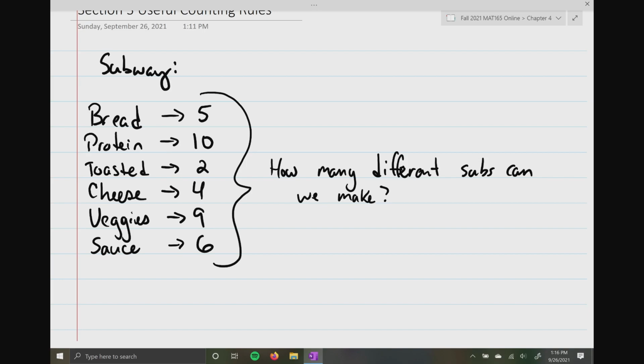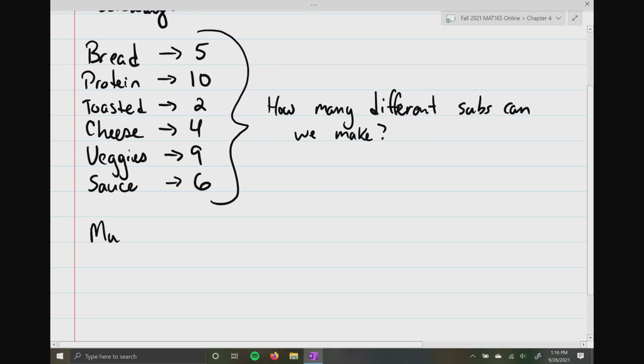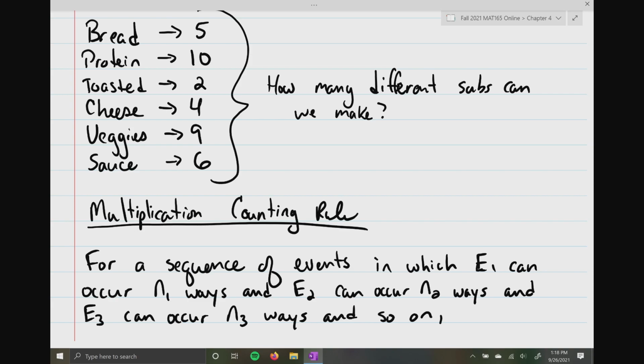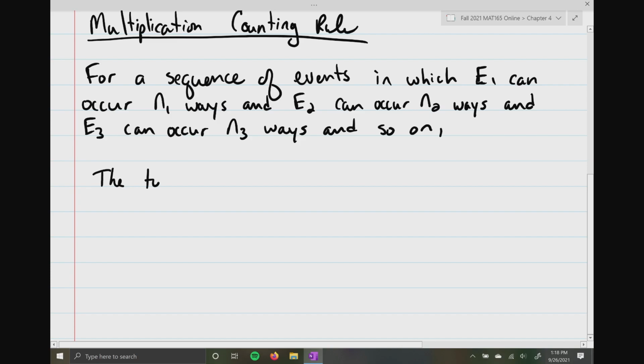Now, to answer this question, we're going to use what we call the multiplication counting rule. Now, this rule says that for a sequence of events in which E1, or event 1, can occur N1 ways, and event 2 can occur N2 ways, and event 3 can occur N3 ways, and so on, the total number of outcomes is equal to N1 times N2 times N3 all the way up to NP ways. Okay? So what you would do is you would just keep multiplying these numbers together.